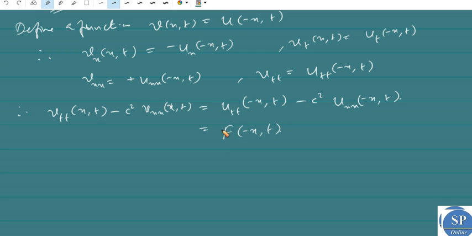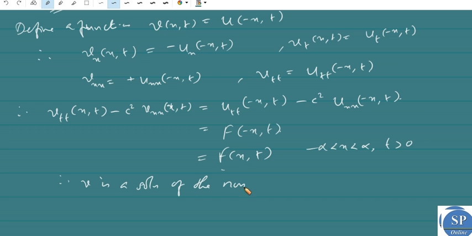But we are given that F is even with respect to x, so this is nothing but F of x, t. It holds for minus infinity less than x less than infinity and t greater than 0. Therefore, v satisfies the non-homogeneous wave equation. Therefore, v is a solution of the non-homogeneous wave equation.